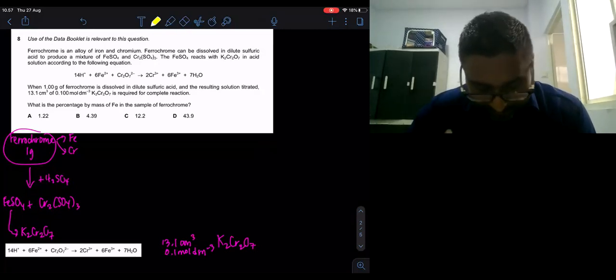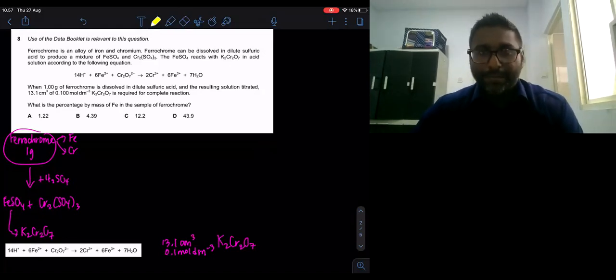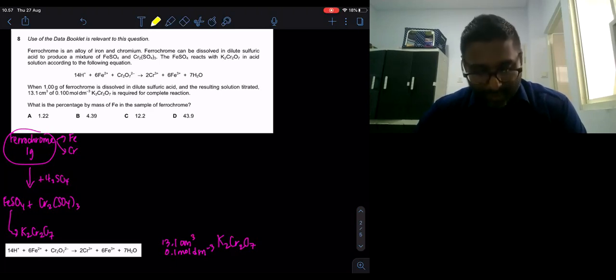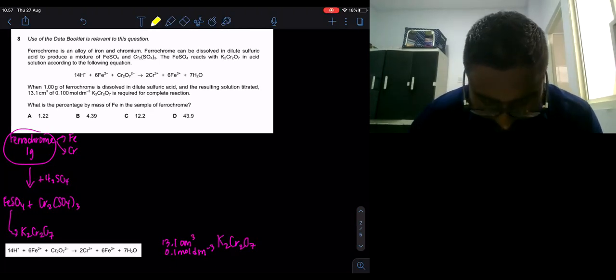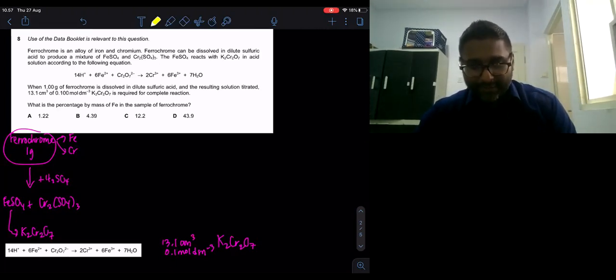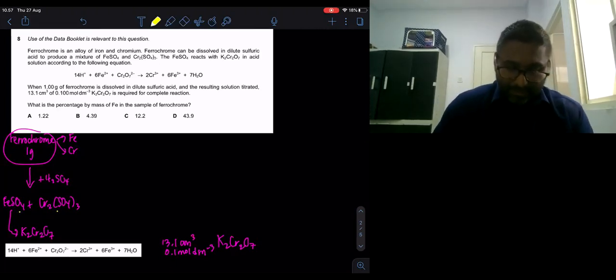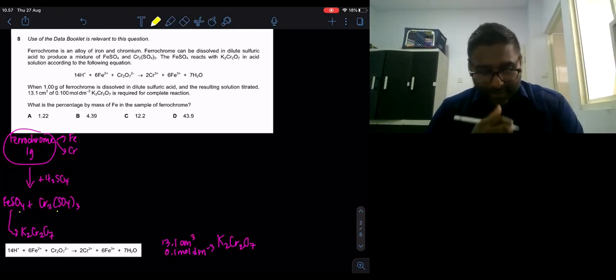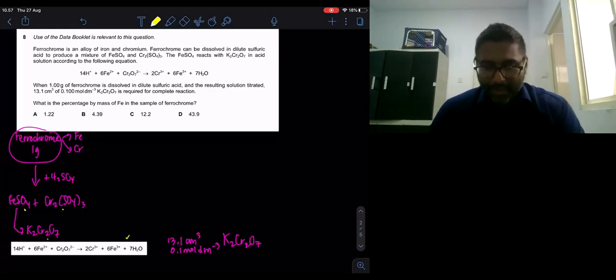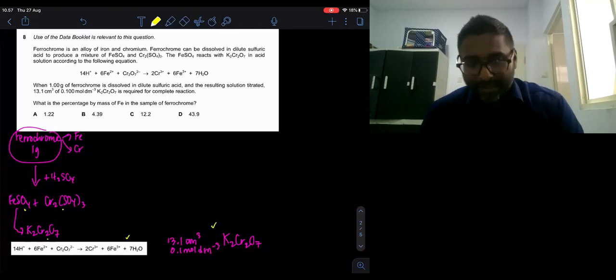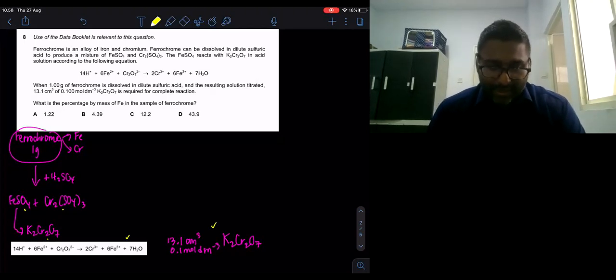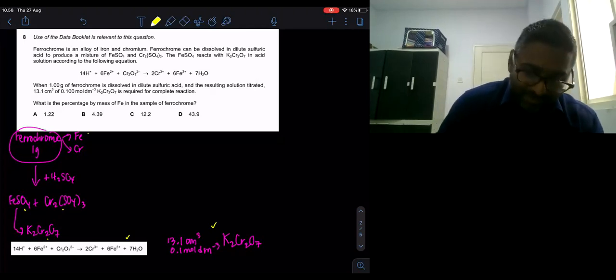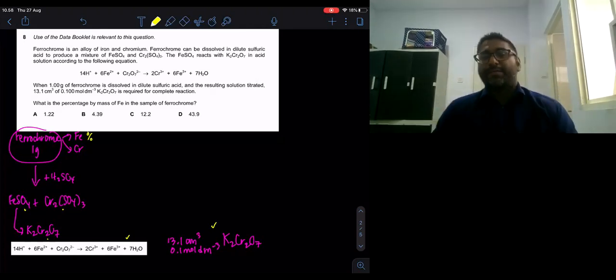So ferrochrome is actually an alloy of iron and chromium. They say that Fe and Cr, when they dissolve in dilute sulfuric acid, will form this one and this one. Then FeSO4 will react using the following equation, and according to this equation, this amount will be required. Now, out of this 1 gram, what is the percentage of Fe? They want you to find the percentage.